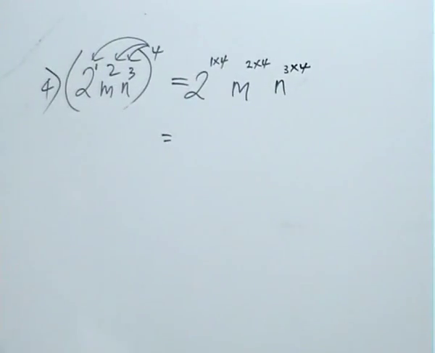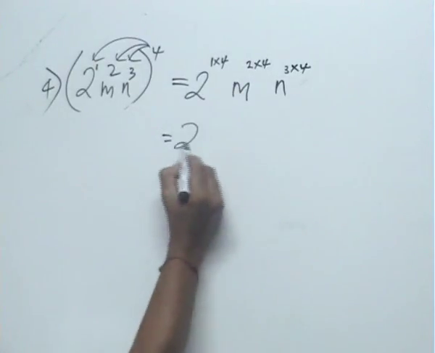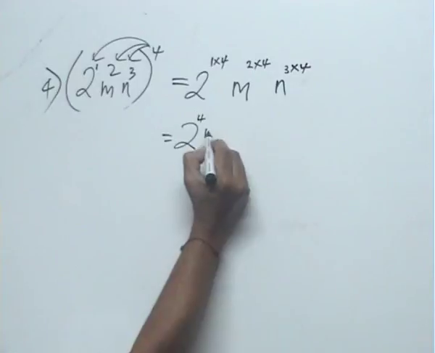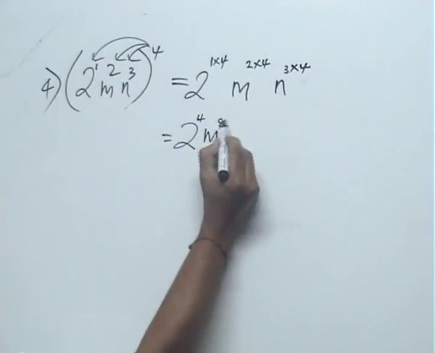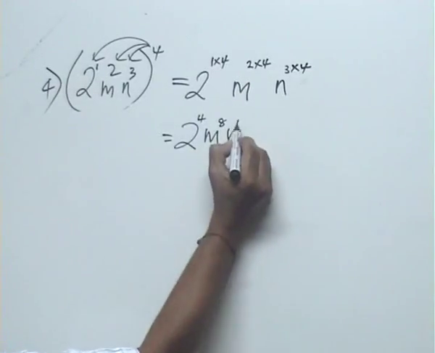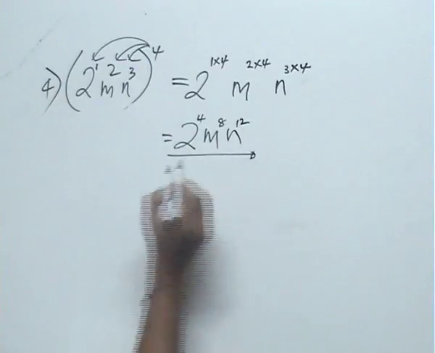Now there's no need for you to write that working like that. I'm doing it just to make it clear. So the final answer is 1 times 4, 4. Then you write m next to you, 2 times 4, 8. Then you got n, 3 times 4, 12.